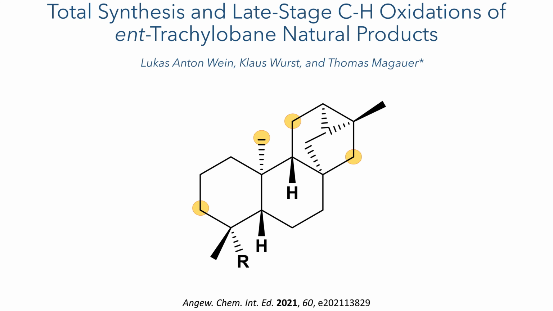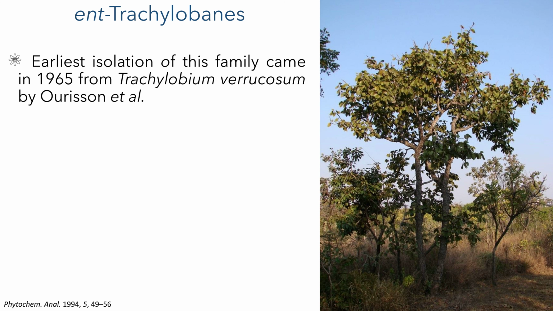This work was published in Angewandte Chemie and was carried out by the group of Thomas Magauer. The ent-Trachylobanes are a large family of natural products, and the earliest isolation came in 1965 by Robinson et al., who isolated these compounds from Trachylobium verrucosum.